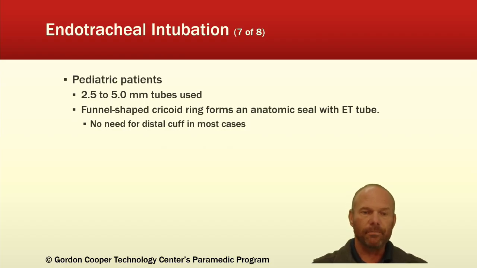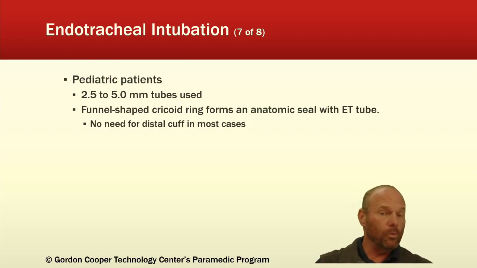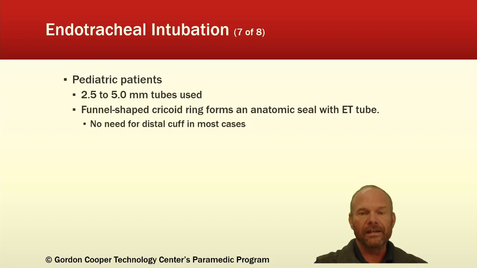And then tube sizes. So pediatric tubes, 2.5 to 5 in internal diameter. It all depends upon the child's age and size. Now there are some places moving into using cuffed versus uncuffed tubes for pediatrics now. So once again, follow your local protocols. Whatever you guys are using is right. The reason that for so long we've used uncuffed tubes is because you have that funnel-shaped cricoid ring in the pediatric airway, and what happens with it is it naturally forms a seal with the ET tube, and what that does is eliminates the need for a distal cuff in most cases.